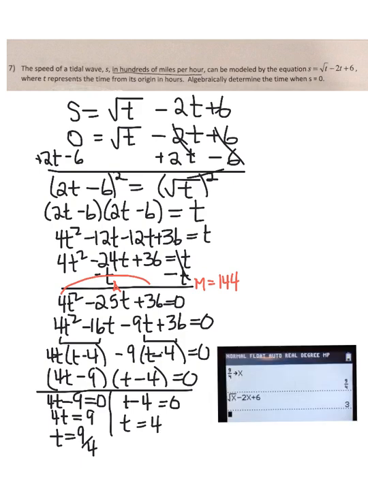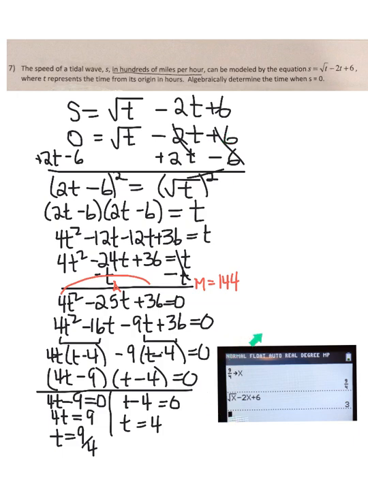Okay, so now just remember that whenever you're doing a radical equation, you need to check both of your answers. So this t equals 9/4, that's a t value, so that's got to go in here, and that's got to go in here. And essentially what we want to do is see if when we plug that in, we get 0. Because remember, we replaced s with 0. So we want to see if we plug in our 9/4 here, will I end up getting 0?